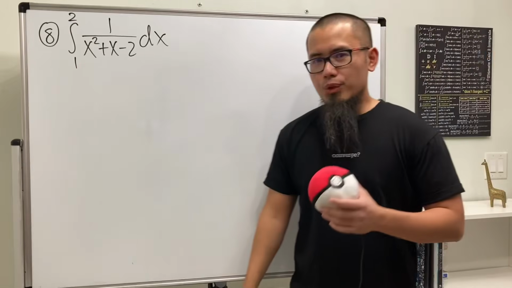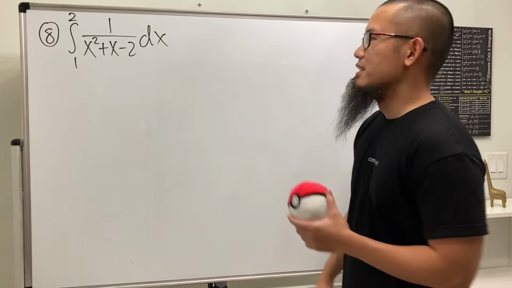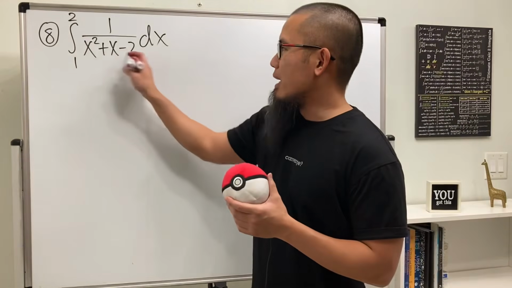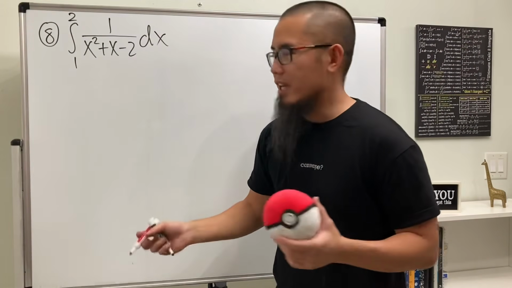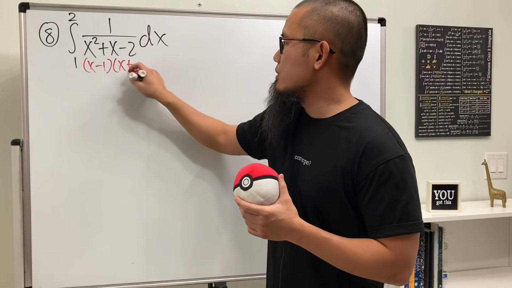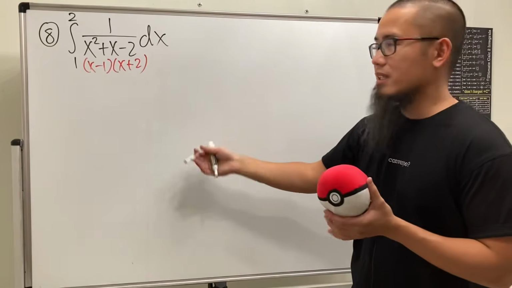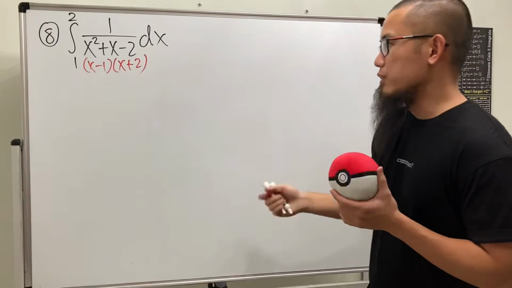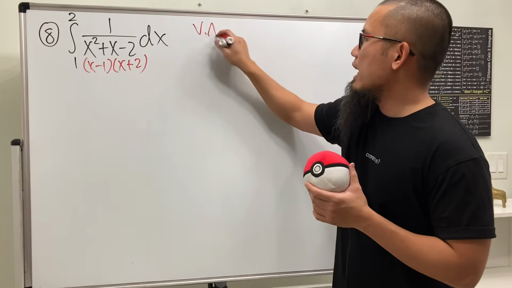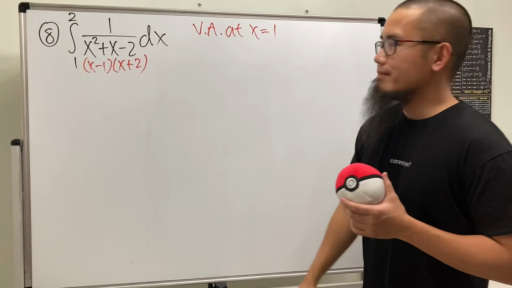That's it. I'm going to ask you guys a question that has to do with partial fractions. This is the one. If you look at the bottom here, can we factor it? Yes. So let's go ahead and factor it. We get x minus 1 times x plus 2. And you see that when x is 1, we get a 0 on the bottom. At 1 over 0, we get that vertical asymptote. So let's go ahead and indicate that vertical asymptote at x equals 1. At 2 is okay.